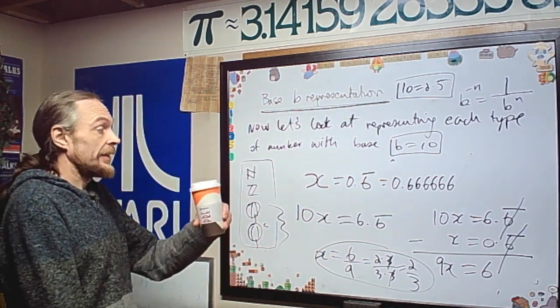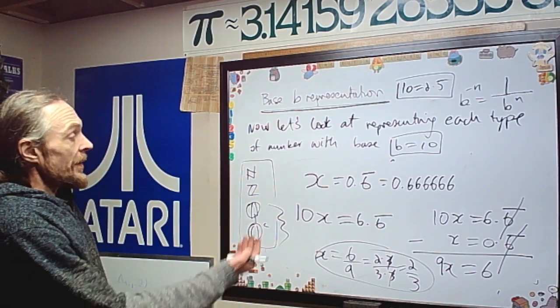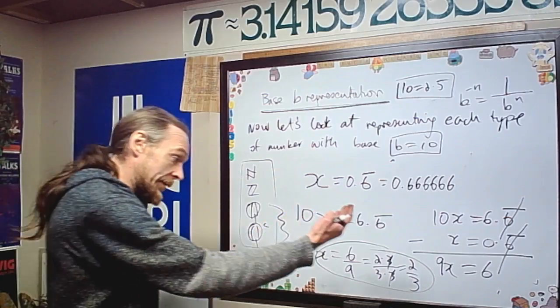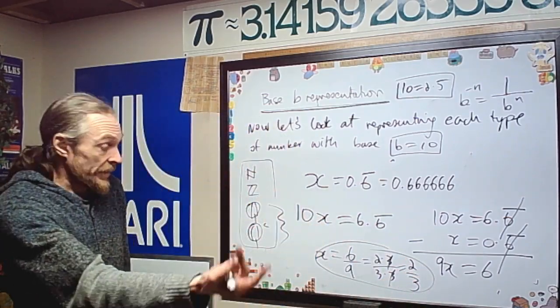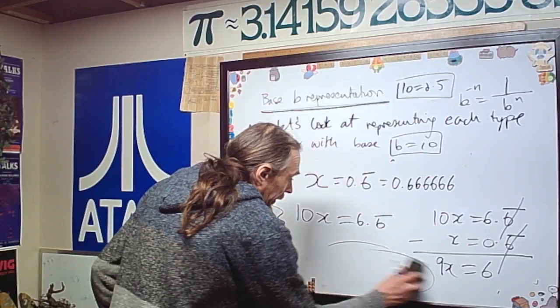And this is how we get that essentially every number that has a repeating decimal expansion can be put into fractional form, and every number that has a fractional form via long division can be put into a repeating decimal expansion. And that's what we're doing.